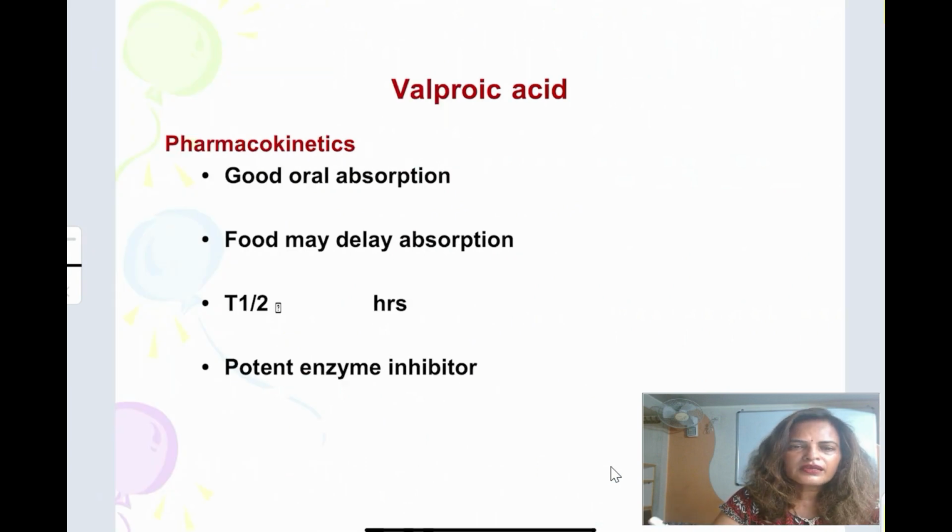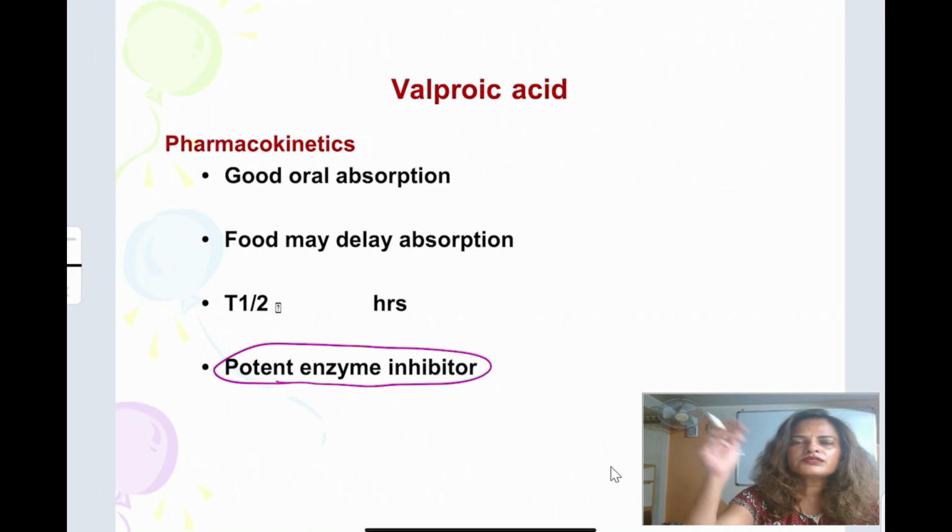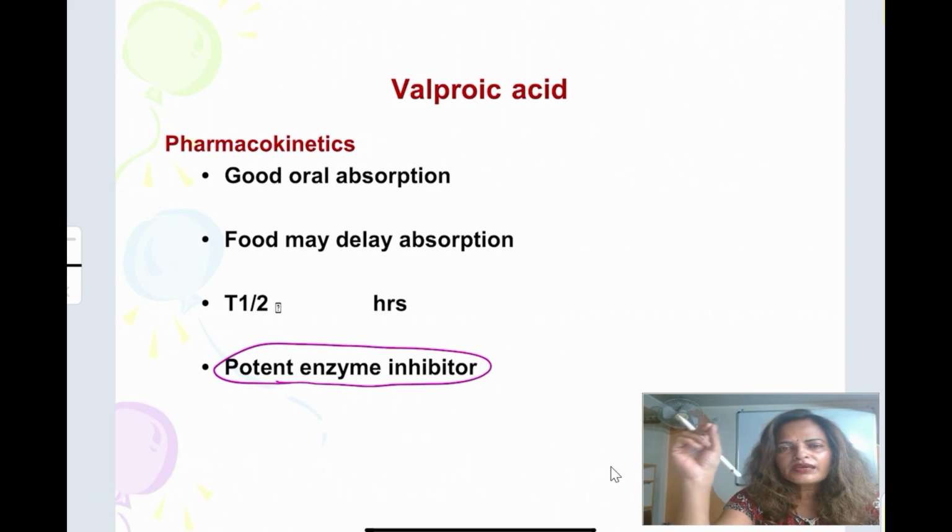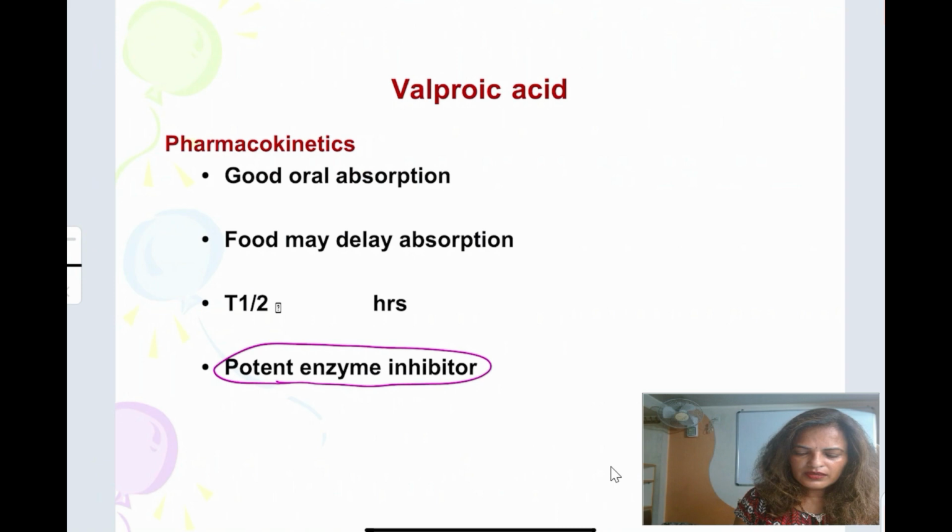So it is again pharmacokinetic. Till now you have studied inducers. This is an inhibitor. So valproate is going to displace phenytoin, and if you give it along with lamotrigine, it is going to inhibit the metabolism of lamotrigine. So whenever you give it with this, you have to decrease the dose of lamotrigine.